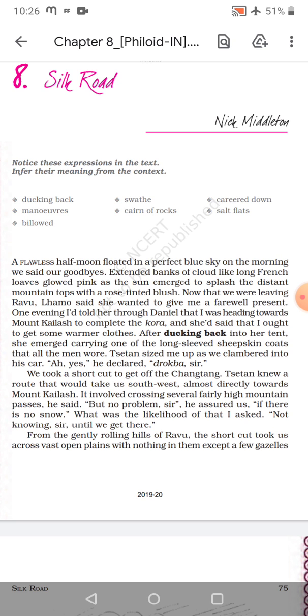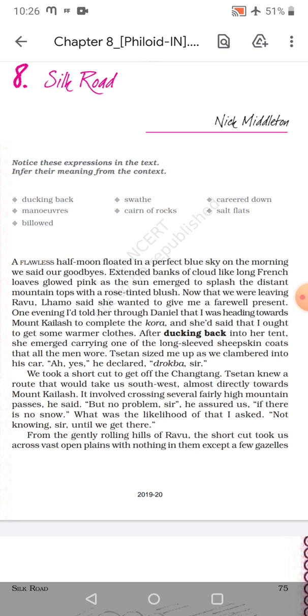Now that we were leaving Ravu, Lamu said she wanted to give me a farewell present. So as the writer was leaving from there, Lamu was a lady there, and she wanted to give him some present, because generally it happens that if any guest comes to our house, when he leaves we give a present.